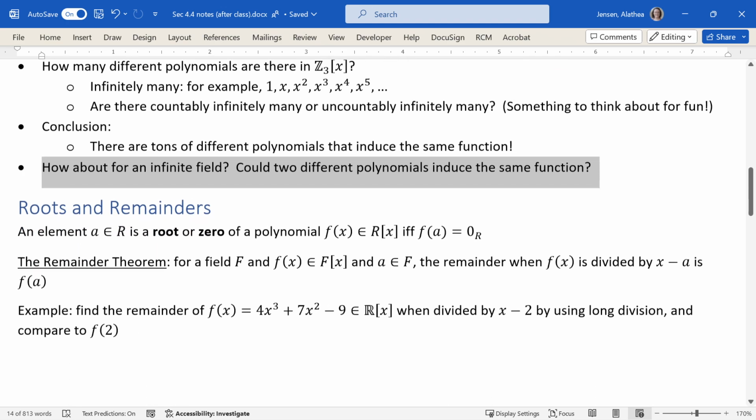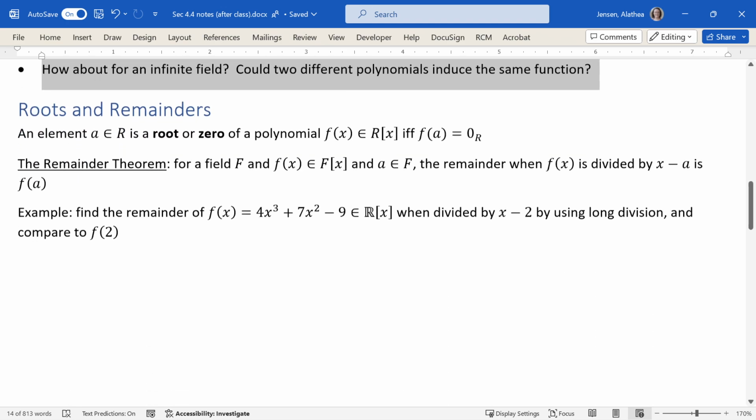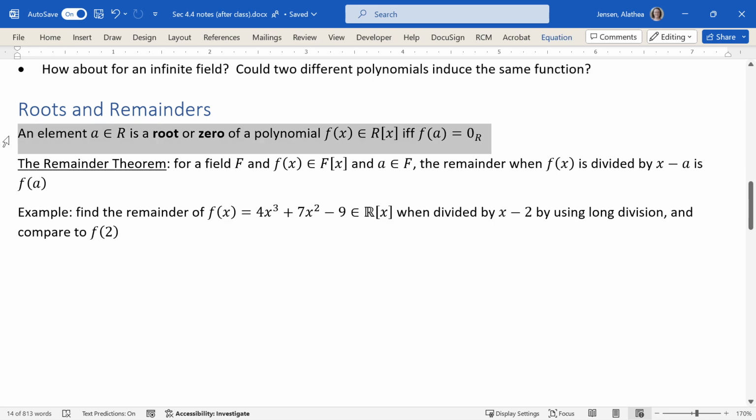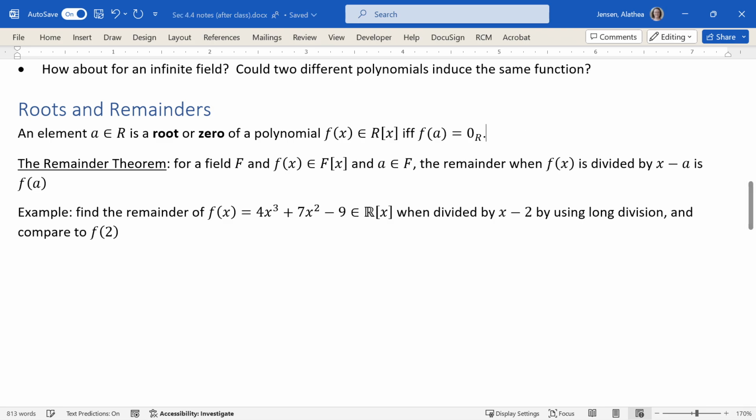Okay, so next topic I want to talk about is roots and remainders. So now that we've got polynomials as functions, we can start to talk about their roots or their zeros, which is mainly what you guys talked about a lot in middle school and high school algebra, trying to find these things. So an element A in the ring of the coefficients is called a root or a zero of the polynomial if and only if, when you plug in A to the function, you get 0. You guys are already familiar with this definition, I think.